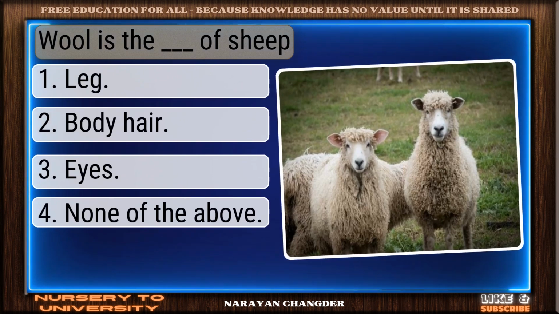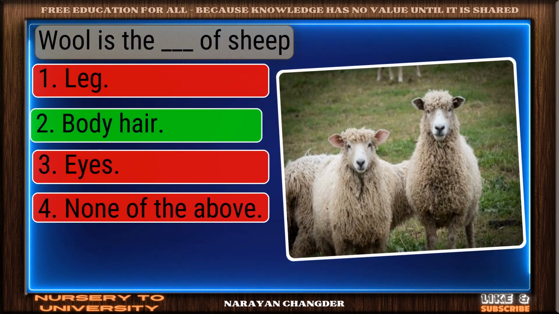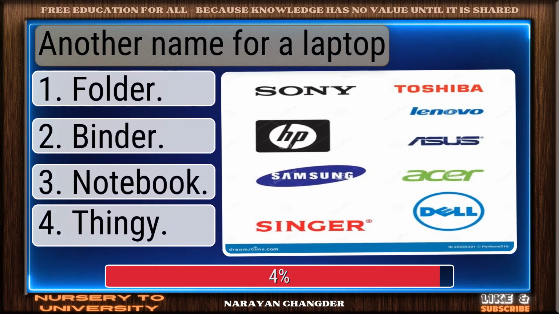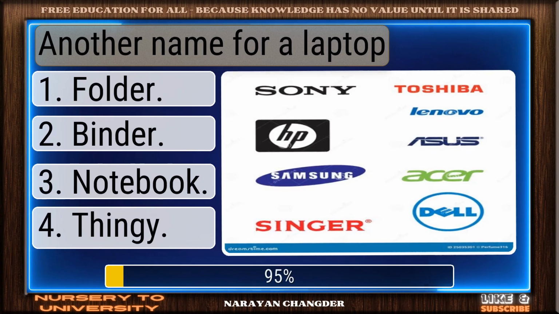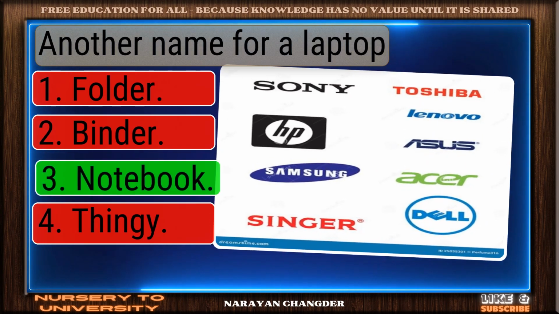Wool is the dash of sheep. Well done. Body hair is the right choice. Another name for a laptop. Excellent choice. Notebook is the right answer.